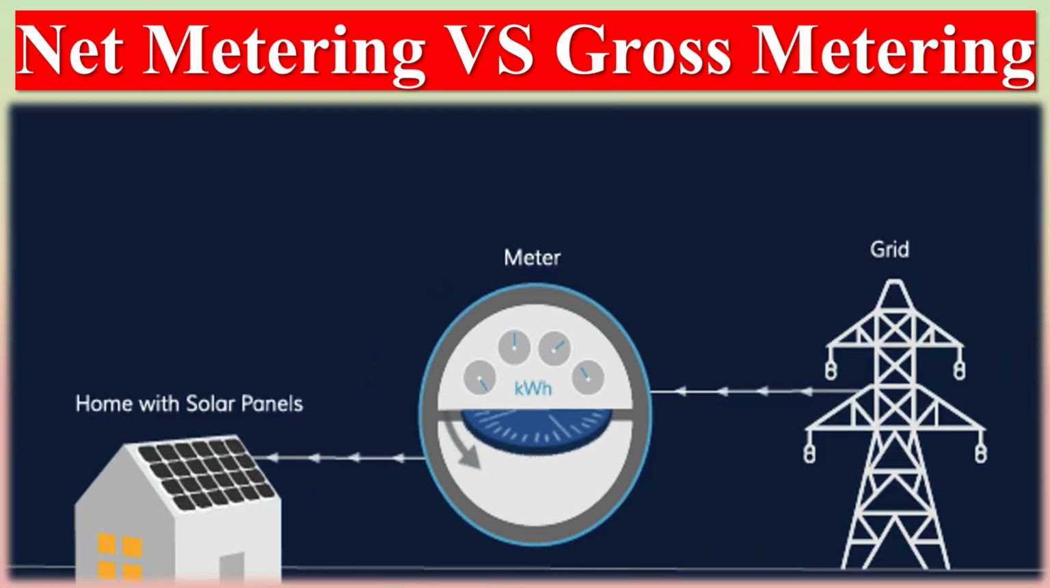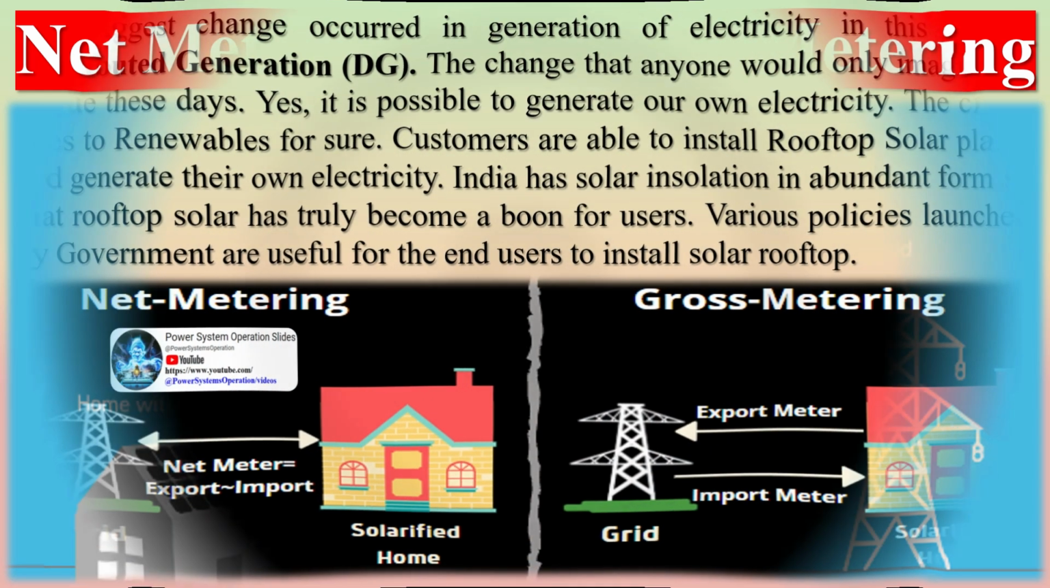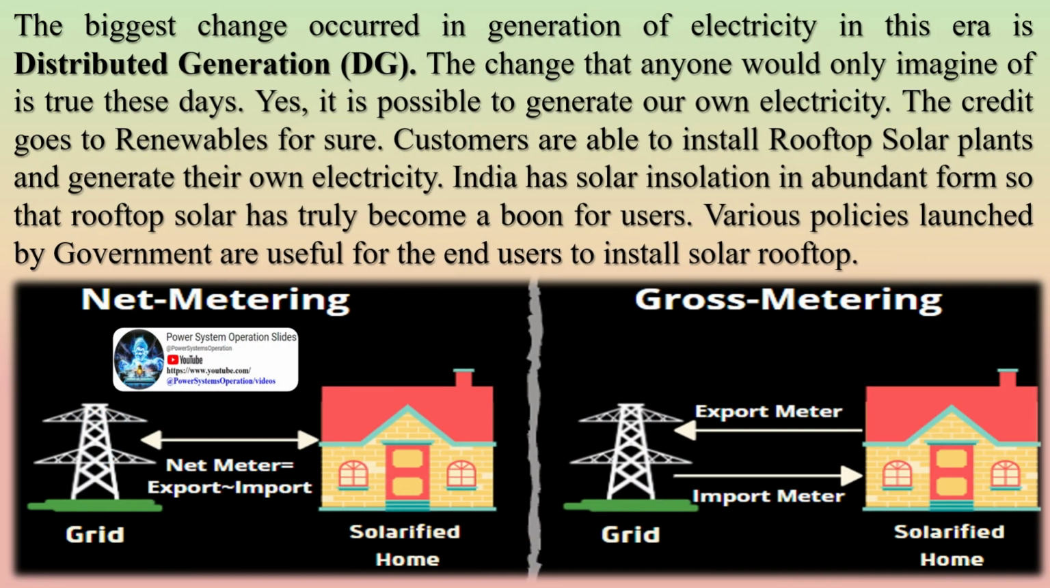The biggest change that has occurred in the generation of electricity in this era is distributed generation, DG. The change that anyone would only imagine is true these days. Yes, it is possible to generate our own electricity. The credit goes to renewables for sure.